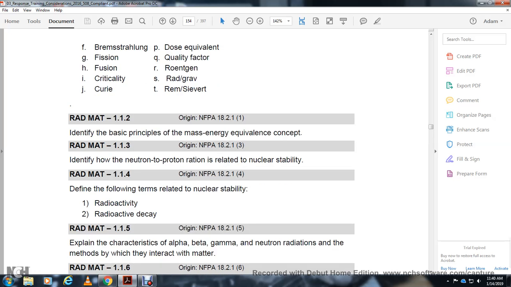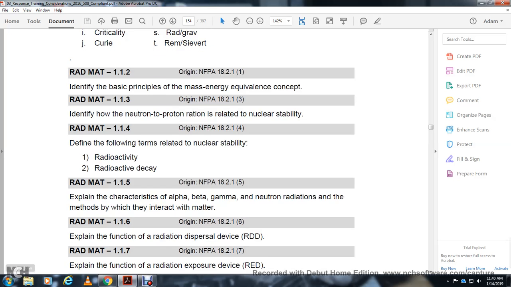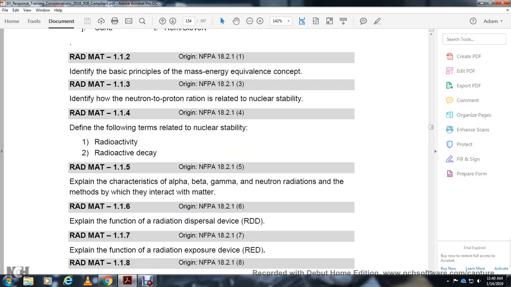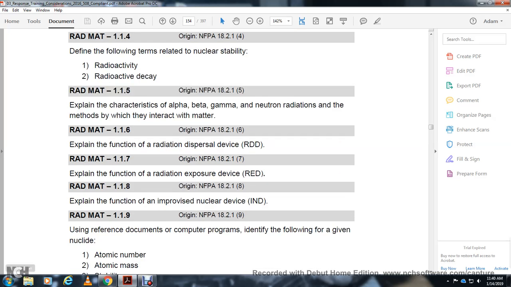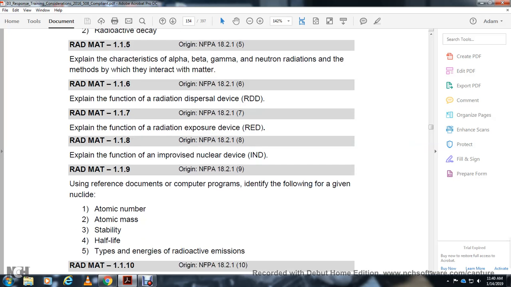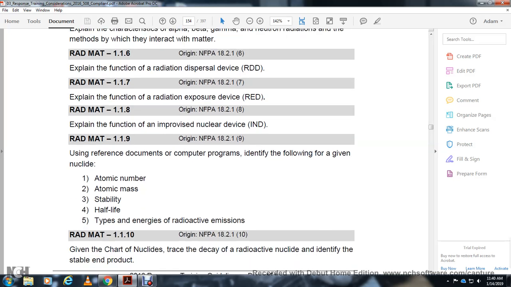Explain the characteristics of alpha, beta, gamma, and neutron radiation, with the methods by which they interact with material. Explain the function of a radiation dispersal device. Explain the function of a radiation exposure device. Explain the function of a nuclear device. Given the reference document or computer program, identify the following: given the nuclide, atomic number, atomic mass, stability, the half-life, type of energy, radioactive emissions.